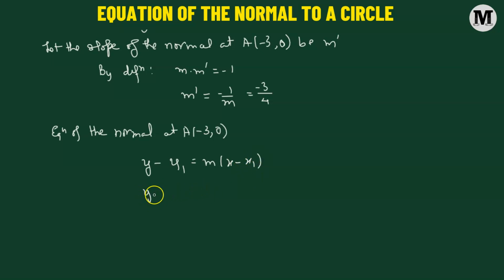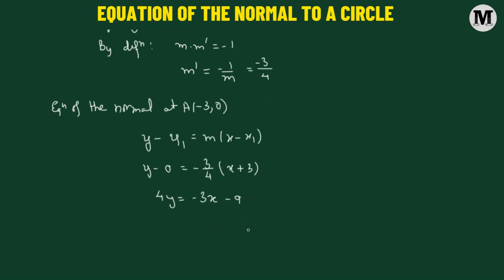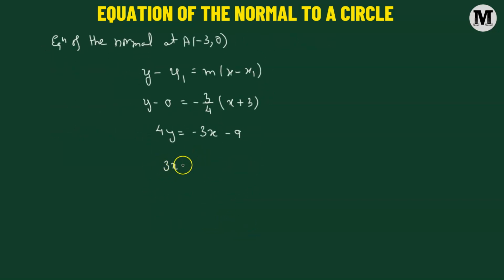Now here y1 will correspond to 0. The m value, which is the slope that we have obtained, is negative 3 over 4, multiplied to x minus x1. Now x1 is negative 3, so we get x plus 3. Now multiplying throughout by 4, we get 4y equals to, now negative 3 will be multiplied to x plus 3, which gives us negative 3x minus 9, and rearranging the terms, we get 3x plus 4y plus 9 equals to 0. This is going to be the equation of the normal at the point negative 3, comma 0.